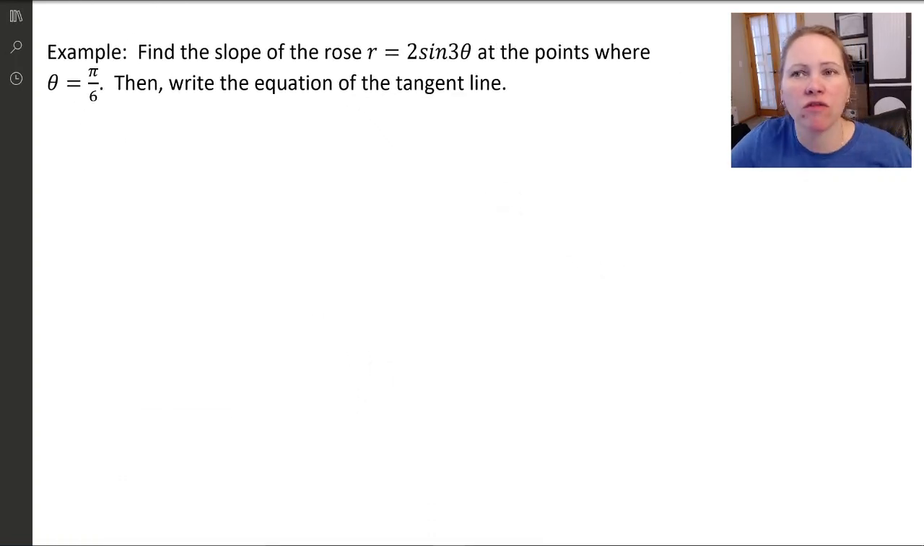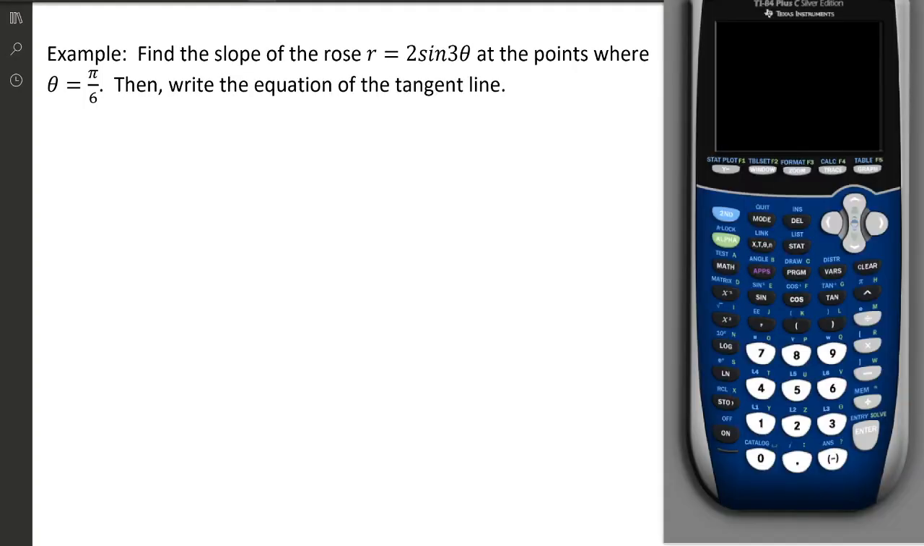Suppose we have this curve r equals 2 sine 3 theta, and we want to find the slope of this curve. Now this will create a rose. And what a rose is when you graph it, it has a certain number of petals and it kind of looks like a flower. Let's take a look and see exactly what it looks like.